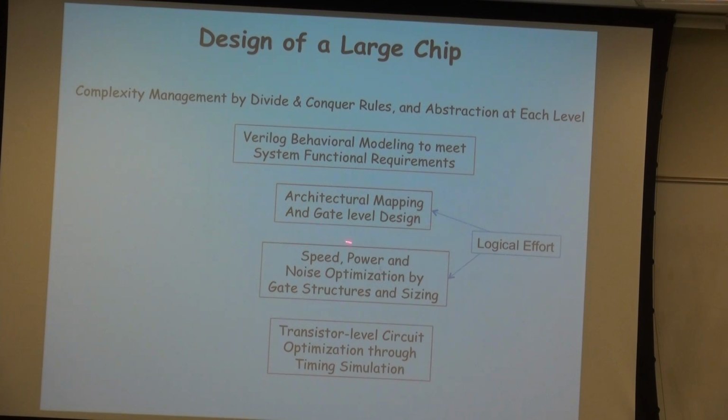But if you want to make a full custom design, then you have to do all these things: architectural mapping, gate level design. You'll have to do the logical effort to find out which one to use. Then you have to optimize the speed, power, and noise, gate structures and sizing, then transistor level circuit optimization through time simulation. So in this course, we are kind of ignoring this part.